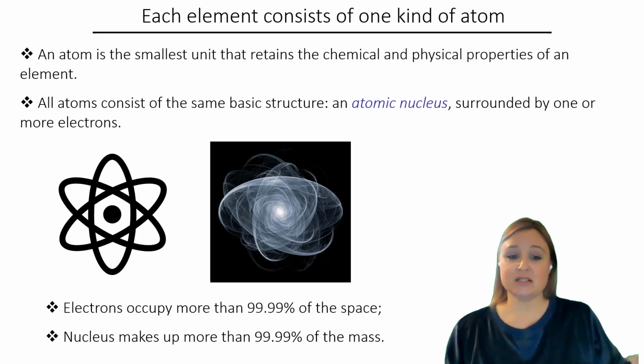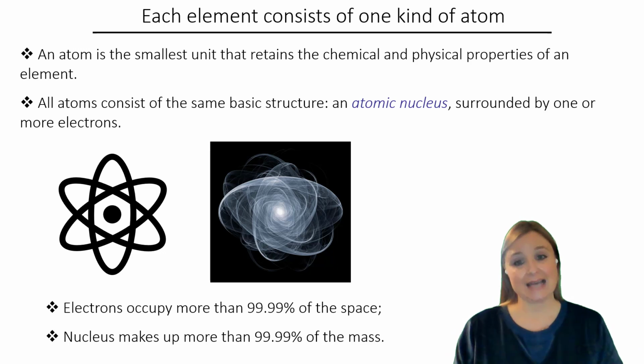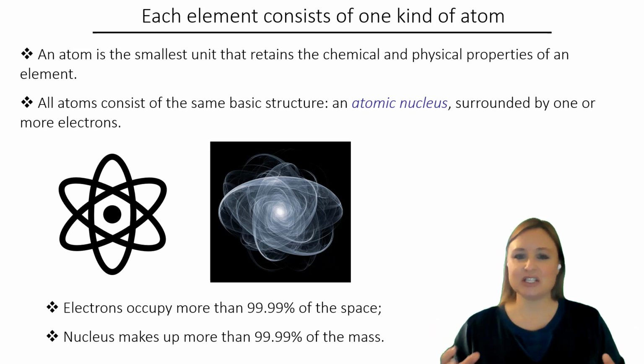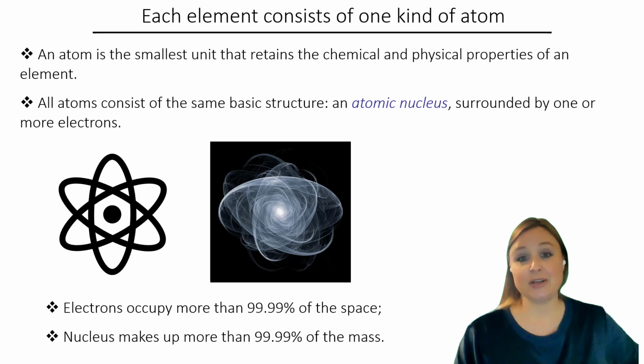So when you look at it, electrons occupy almost all of the space of the atom, although the nucleus makes up more than 99.99% of the mass. Okay, so electrons are not very heavy. They don't have much mass, and they're nearly moving at the speed of light, really at a great distance from that atomic nucleus.